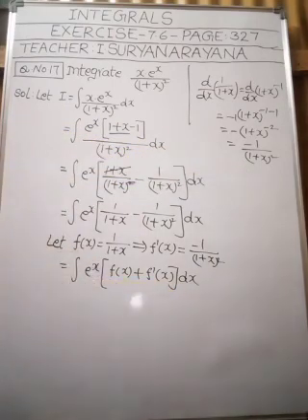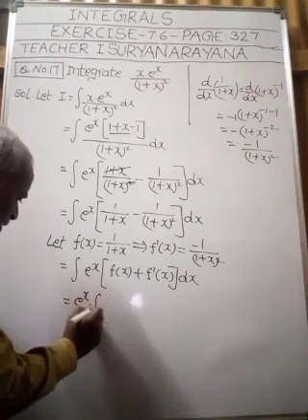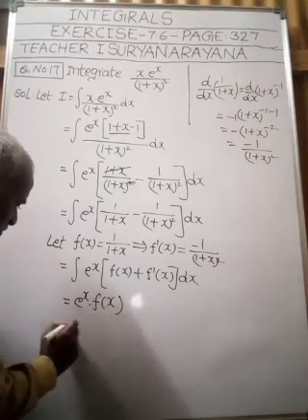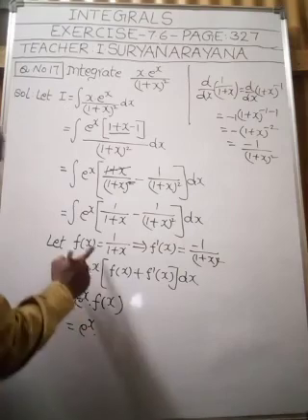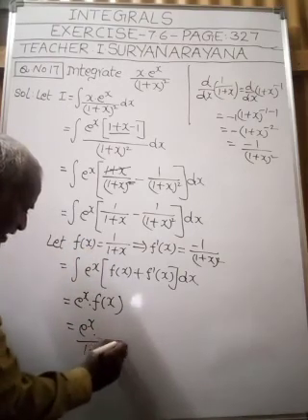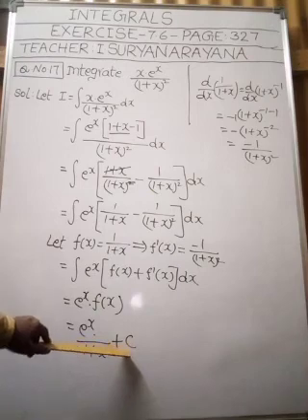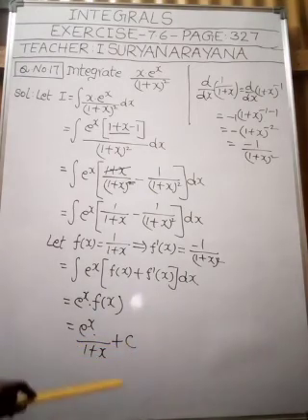Okay, my children. So what is the formula? e power x into f of x. What is assumed as f of x here? 1 by (1 plus x). So e power x by (1 plus x) plus c. This is the final step. So at the final step we are adding the constant of integration. Okay, my children, understood this question? Right.